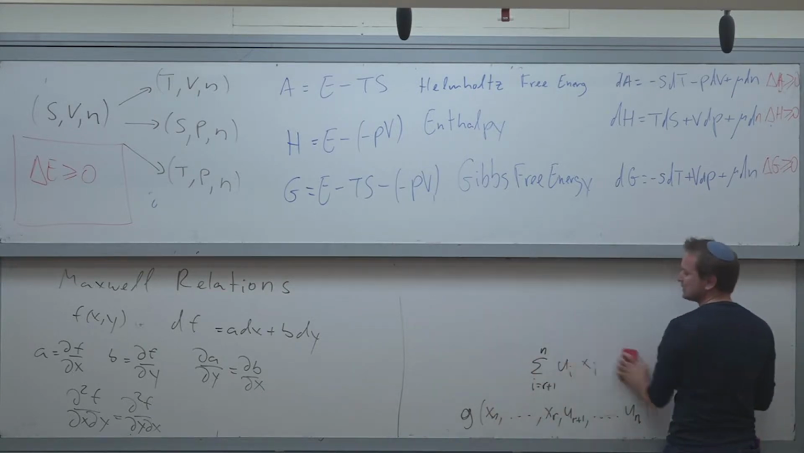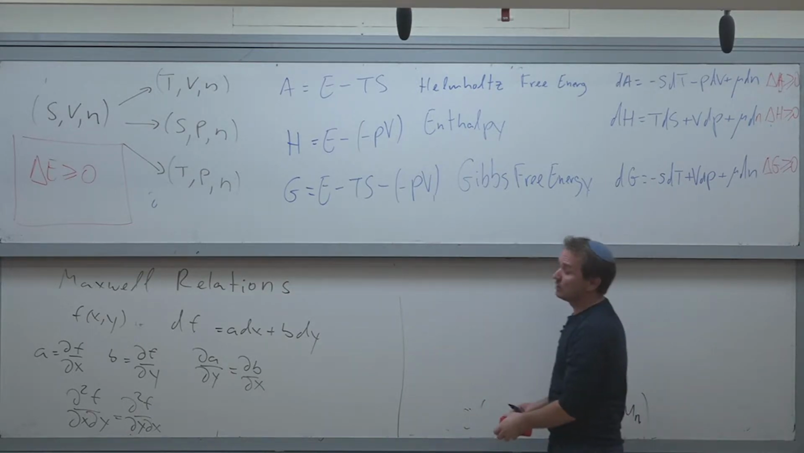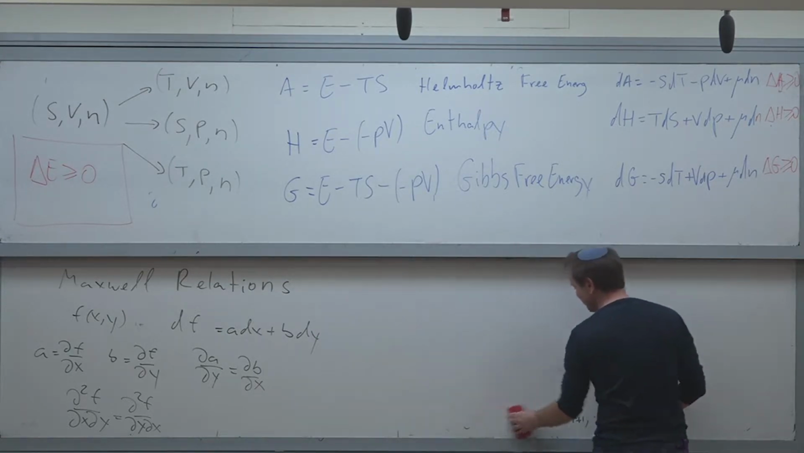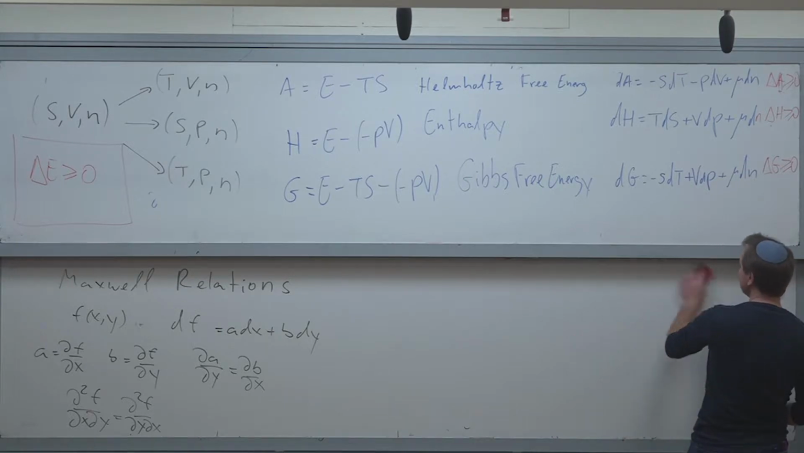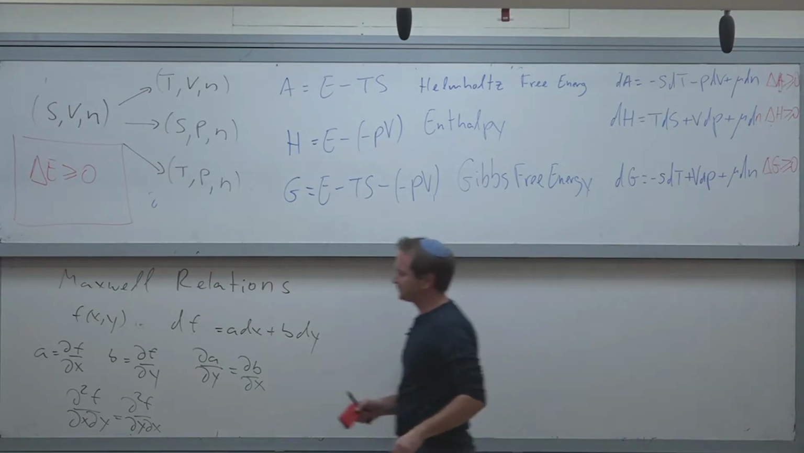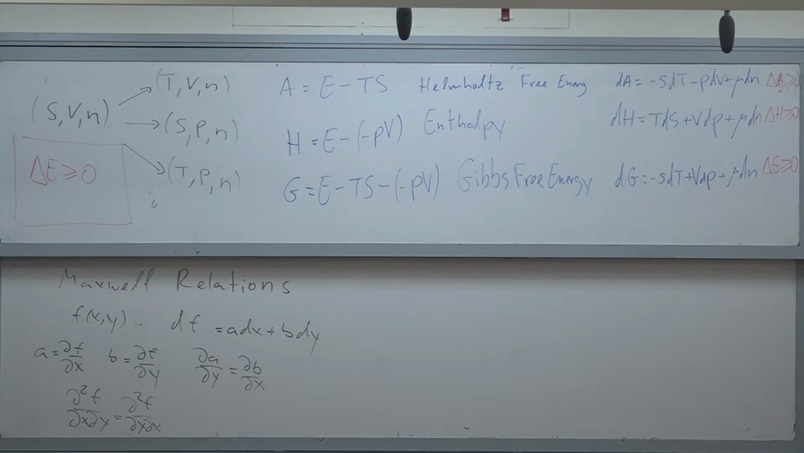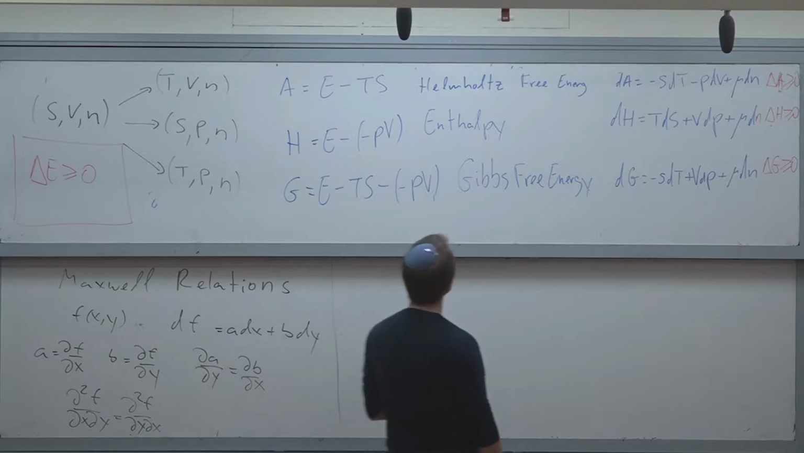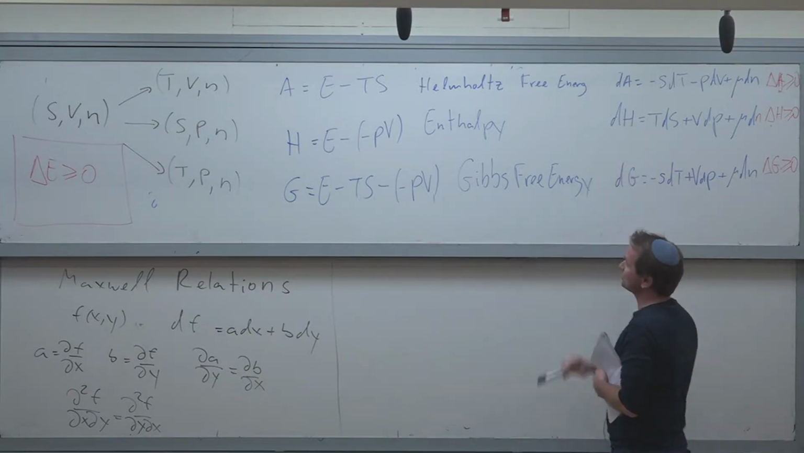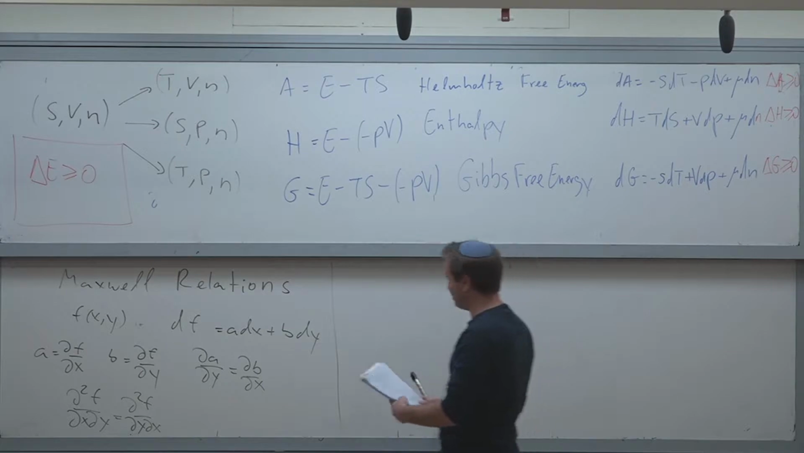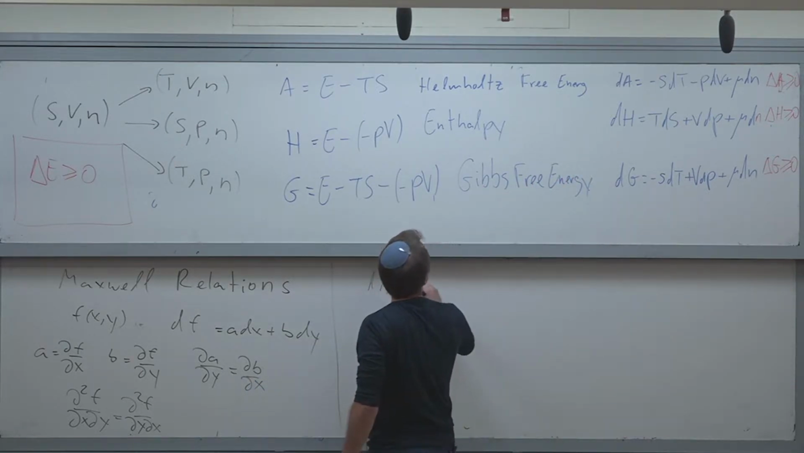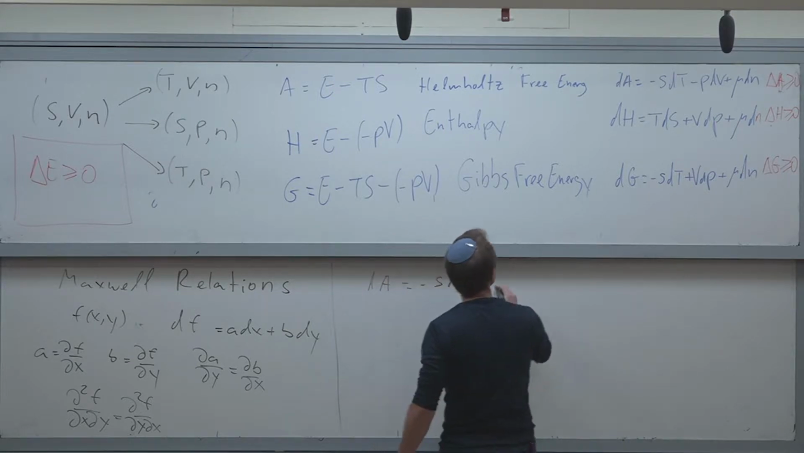Okay, so we used physics in order to write some properties, like what is the behavior of the energy. Now we use the math of analytical functions in order to discover some relations between the physical quantities. So, an example. We're looking at the Helmholtz free energy, this equation over here: dA equals minus S dT minus P dV plus mu dN.